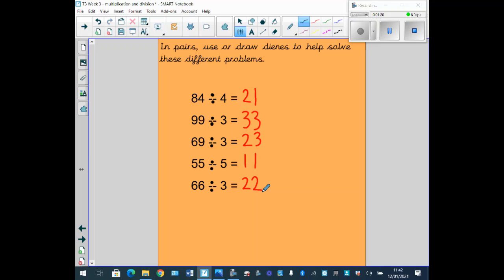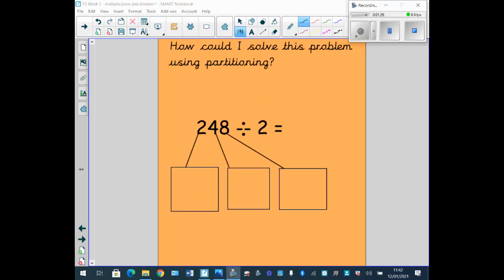Okay, well done, boys and girls. I hope you've managed to solve these and keep up with it. Next, we're going to look at dividing a hundreds number using deans. Okay, so we can divide a hundreds number using deans as well. So remembering, we've got our dots, which represents the ones, our line, which represents tens, and our squares, which represents hundreds. So what I'm going to do is I'm going to create 248 using deans.